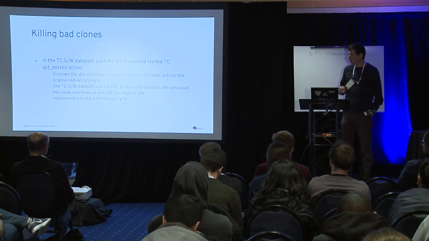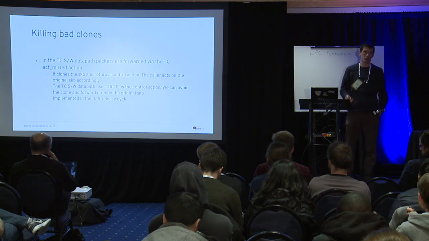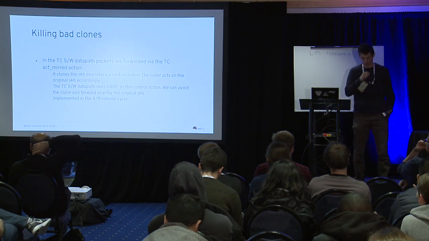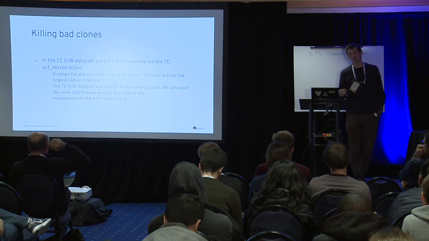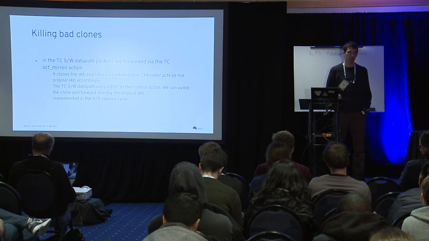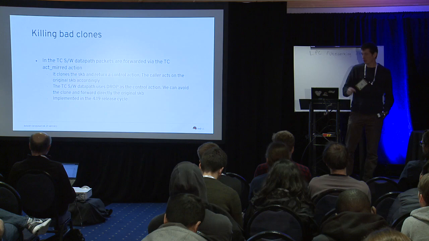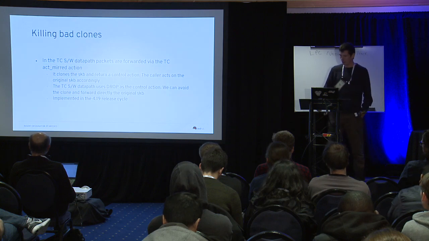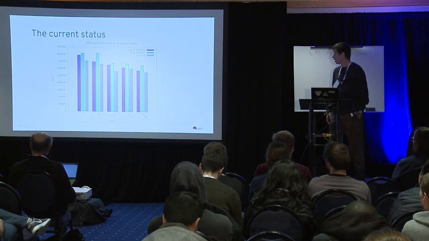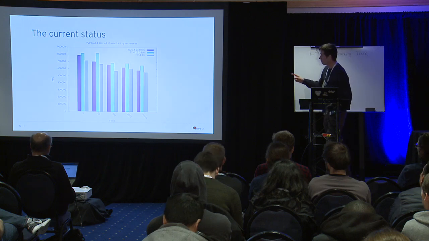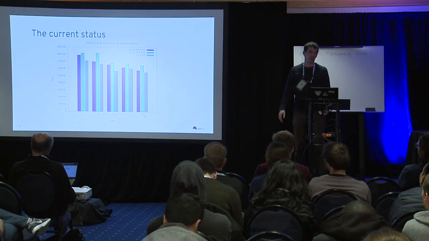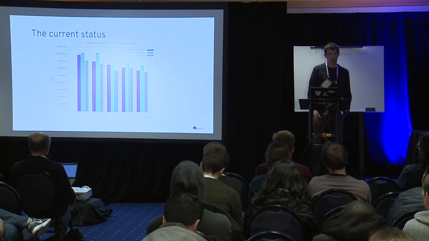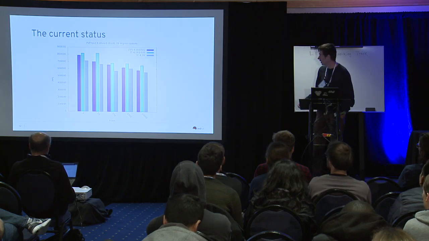So we could avoid the clone by introducing a new controlling action for the TC infrastructure that implements the forwarding capabilities, and using that controlling action inside the act_mirred module. That has been done in the 4.19 release cycle, and we can look at the performance on top of that change. Note that here we did not use 4.19 vanilla because it was not yet out at the time when we collected the data. It's 4.19 RC6.